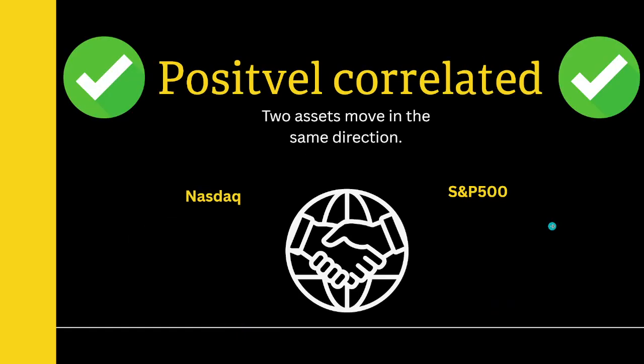The last type is positive correlation, which means that two assets move in the same direction. There are many examples. One of them is Euro USD and GBP USD.